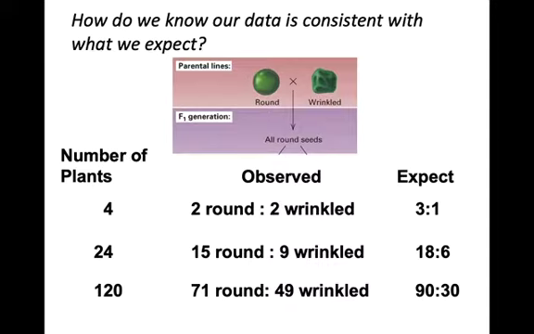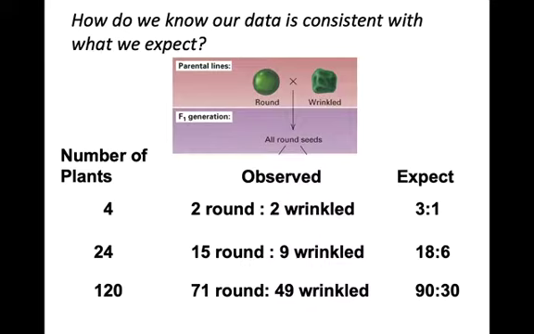That seems plausible as well. But what about this case? What if you grow a lot of plants, 120 plants, and you obtain 71 round and 49 wrinkled. But in terms of the raw numbers, what you expect is 90 and 30. You might ask yourself, wait, something is a little weird here.